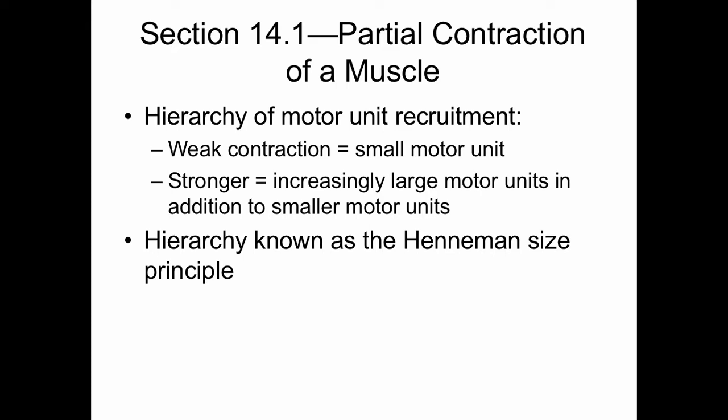Partial contraction of a muscle. There is a hierarchy of motor unit recruitment. In a weak contraction, there is a small motor unit recruitment. In a stronger contraction, there's an increasingly larger amount of motor units in addition to smaller motor units. This hierarchy is known as the Henneman's size principle. Generally, smaller motor units are innervated by smaller motor neurons and contain red, slow-twitch muscle fibers.